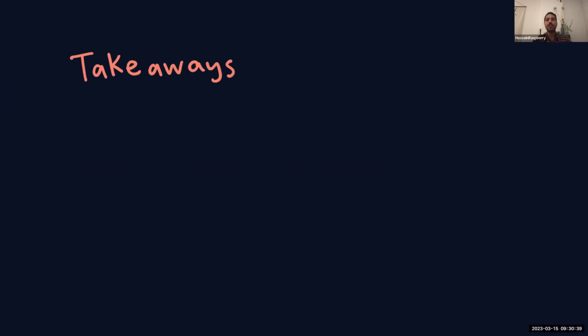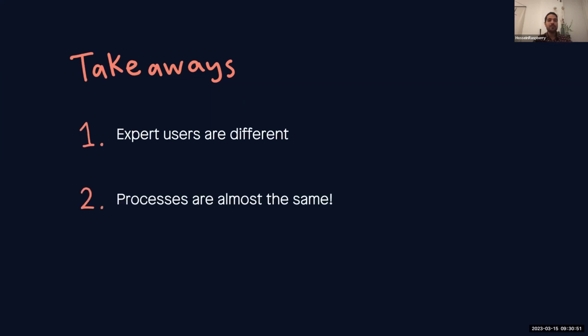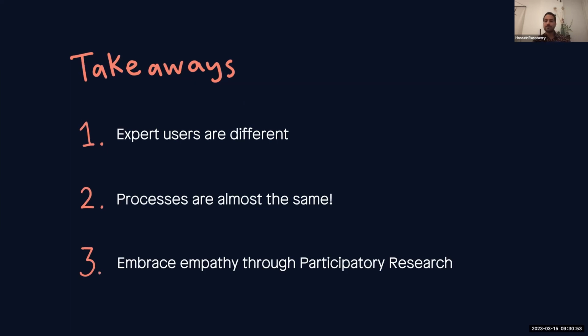So to wrap up my talk, we can have a lot of conversations about empathizing with users, designing with users, and advocating for them, but we can never be as great advocates as themselves. Expert users are different, but the processes of research are almost the same. By involving them in the process, they can contribute to make the research more impactful by infusing empathy for those who come from the same place as them.